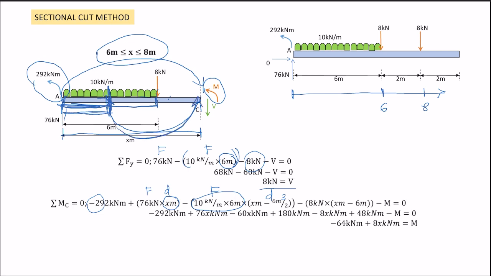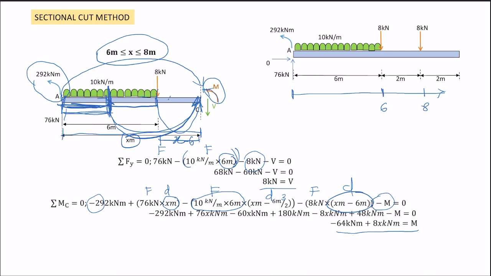You have 8 kilonewton pula going to C. The distance going to be X meter minus dengan 6 panjang ini. Force darab distance. And last kali you ada reaction dekat section yang you cut, which is counterclockwise, tolak M. Then you can simplify, you get negative 64 kilonewton meter plus 8x kilonewton meter. That will be for section kedua yang you cut.